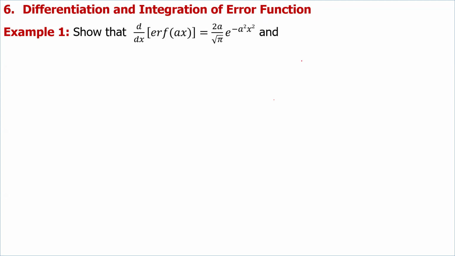In this lecture, we try to differentiate and integrate the error function with the example so that the derivative of error function of ax is given by 2a divided by root pi, multiplied by e to the power minus a square x square, and also evaluate the integration of error function of ax under the limit 0 to t with respect to x.